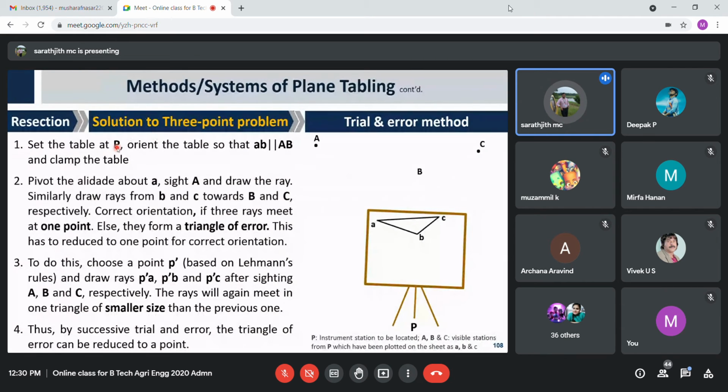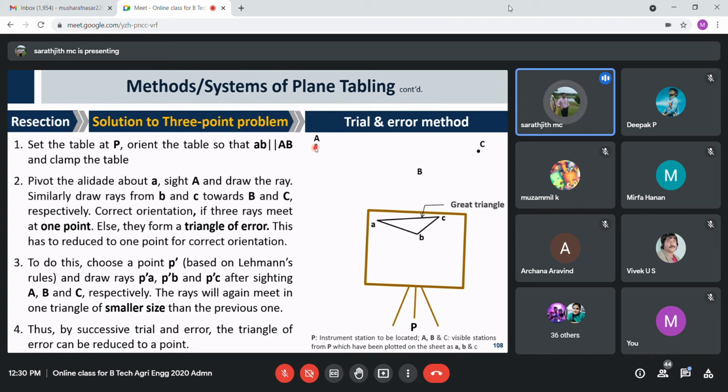So set the table at P, and orient the table so that AB is parallel to AB. You do a visual orientation so that the line AB on the drawing sheet is somewhat parallel to the line joining the instrument locations. Then you pivot the alidade about A and sight A. You have to place your alidade here in this way and you sight the point A. And then you are going to draw.